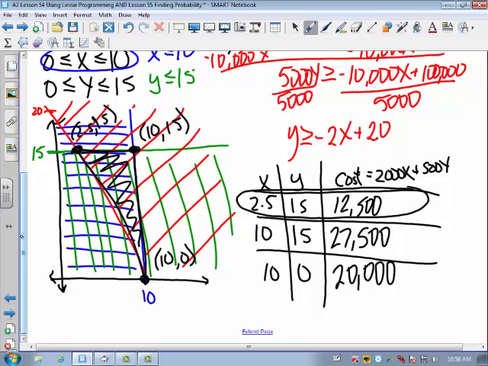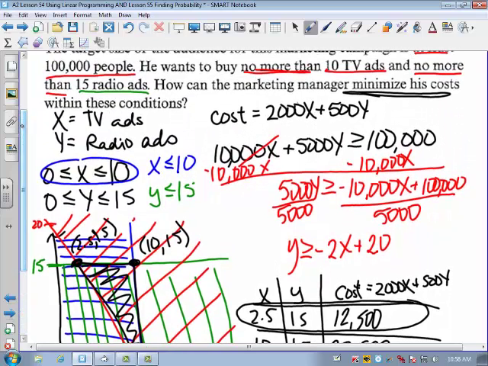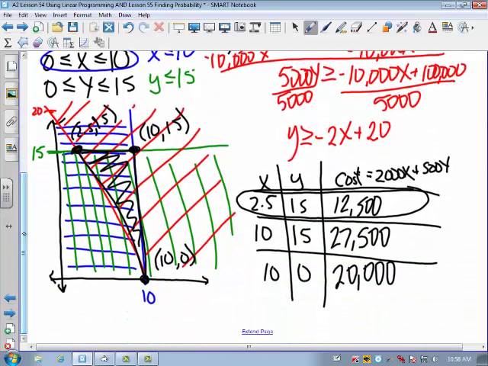Because the question asked to minimize his cost, if I want to minimize it, I want the lowest one. Sometimes it'll say maximize. Maybe they want to maximize their profit. Then I want the highest one. But I don't want to maximize my cost if I'm paying for something. I want to maximize my profit if I'm making money. Does that make sense? All right.